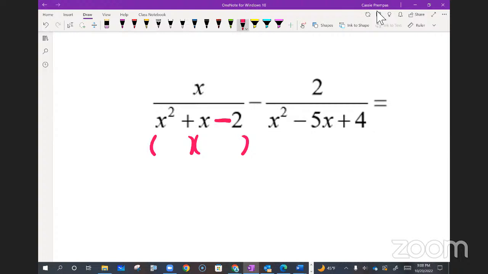The last term's negative, which tells me I'm going to have different signs. Undo the F in FOIL, x times x would give me x squared. Undo the L in FOIL. If you make it a positive 2 and a negative 1, when I check the OI, negative x plus 2x creates a positive x.